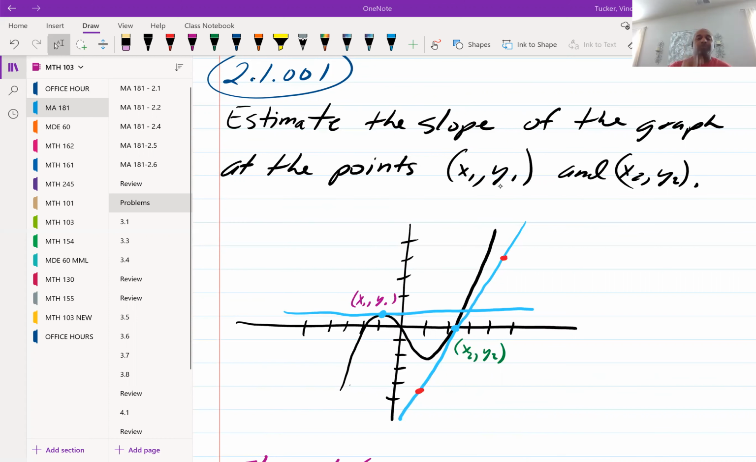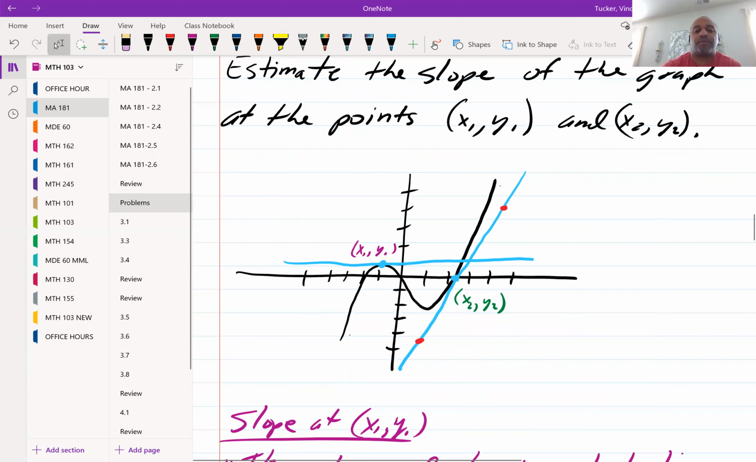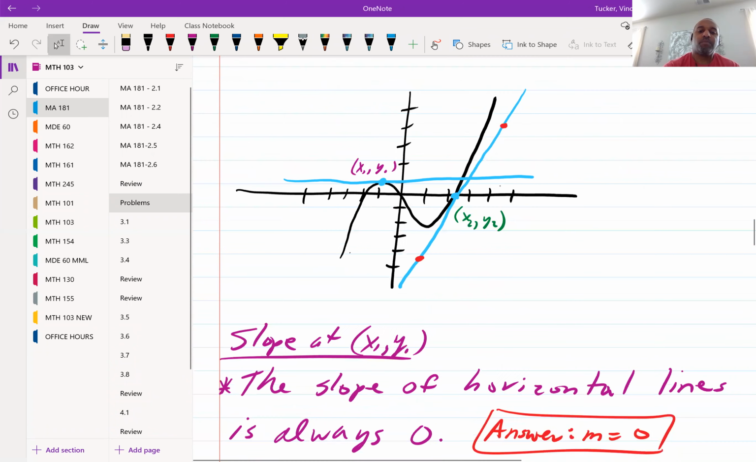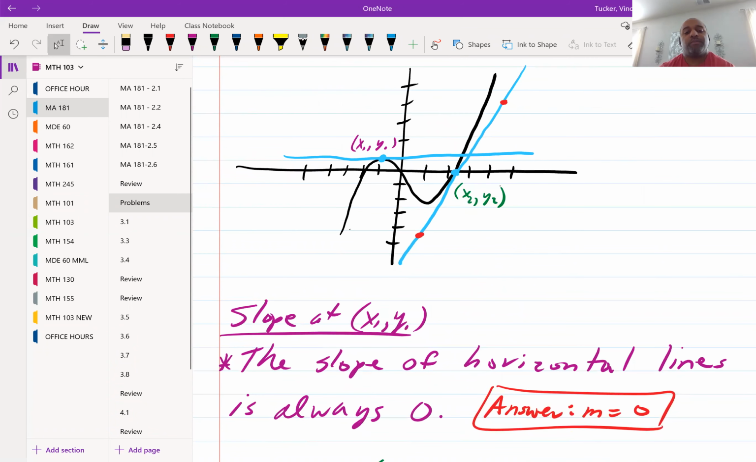All right, so we have x1, y1 and x2, y2. So now for the first one, the slope at x1, y1. The slope of horizontal lines will always be 0. So the answer should be 0 for that first line.